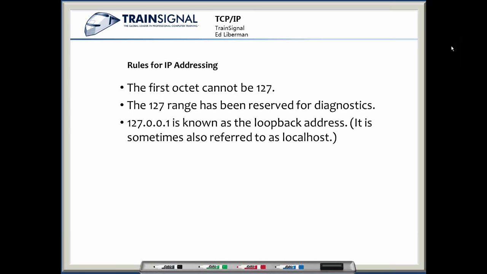Some additional rules that you need to keep in mind is that the first octet cannot be 127. The 127 range has been reserved for diagnostics.